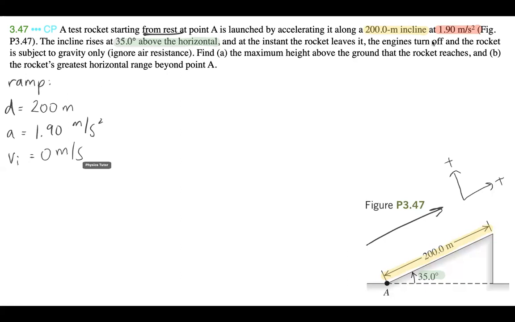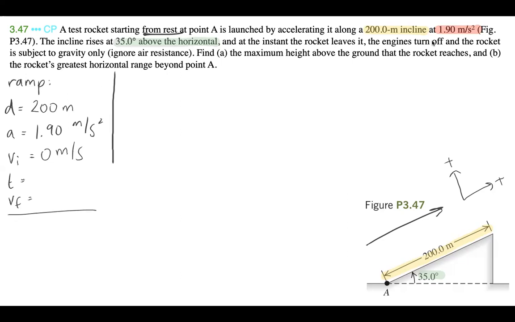And we want to know what the maximum height is and what the greatest range is. Okay, so that's all the information that we've been given. We don't know how long this is going to take or what the final speed is, but looking at this problem, our intuition is telling us that time isn't really valuable. What's really going to help us in this problem is VF.